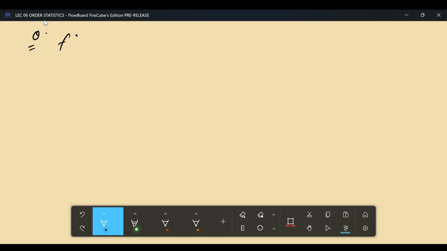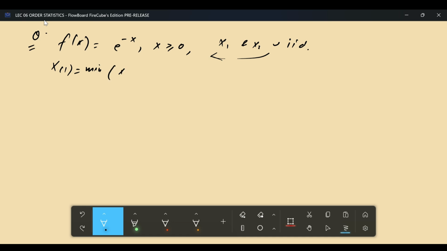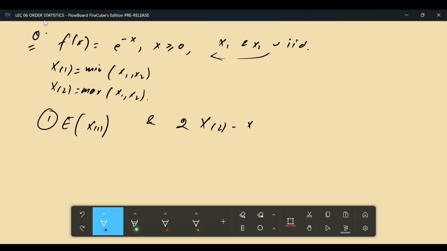Now see. Question is, f of x is equal to e raised to the power minus x, x is greater than or equal to 0, and x1 and x2 are IID, which has a distribution exponential. Then x1 is the minimum of x1 comma x2 and x2 is the maximum of x1 comma x2. Then find expectation of x1 and 2 times x2 minus x1 will follow which distribution.